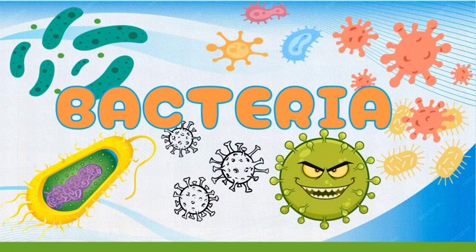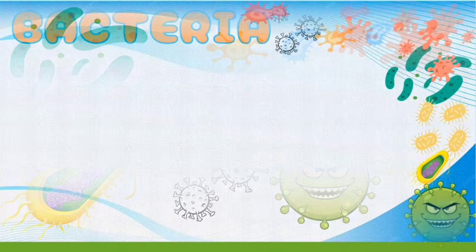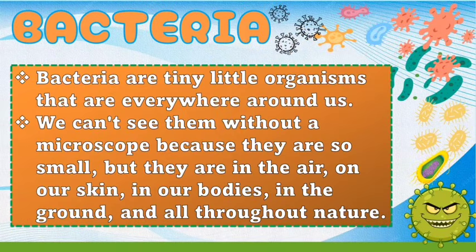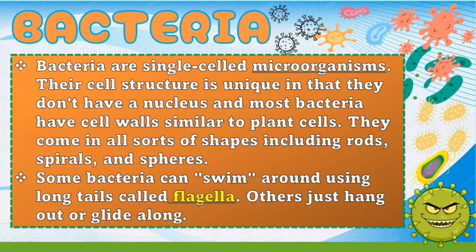What are bacteria? Bacteria are tiny little organisms that are everywhere around us. We can't see them without a microscope because they are so small, but they are in the air, on our skin, in our bodies, in the ground, and all throughout nature. Bacteria are single-cell microorganisms. Their cell structure is unique in that they don't have a nucleus, and most bacteria have cell walls similar to plant cells.